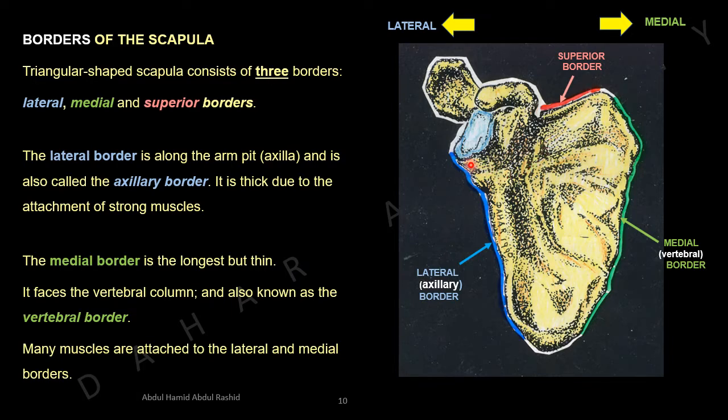The lateral border is along the armpit, which is the axilla, so it is also called the axillary border. It is thick because strong muscles are attached to it. This is the medial border. Here is the vertebral column, so the medial border is also known as the vertebral border. It is thin and long.